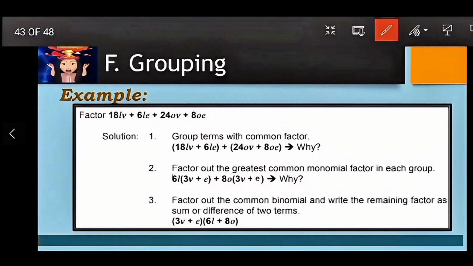So our next step is to combine this one and copy this one. So our answer is 3B plus E times the quantity of 6L plus 8O.